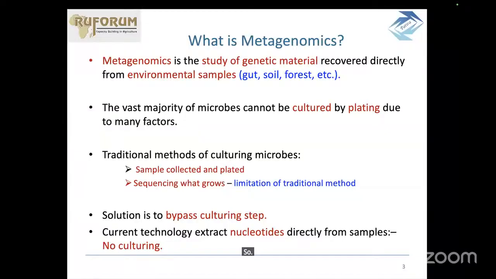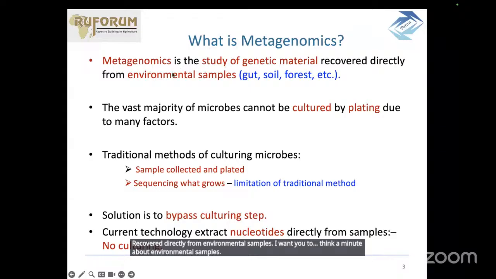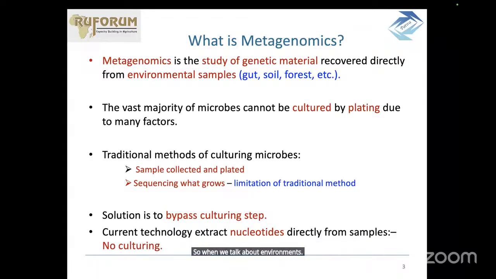So metagenomics is a study of genetic materials recovered directly from environmental samples. I want you to think a minute about environmental samples. When we talk about environment, we mean where you're going to get your sample. It can be from the gut, it can be from soil, it can be from forest, it can be from the skin. It can be anywhere that you're going to get that sample. So you're going to study genetic materials from that. So why do we do that?